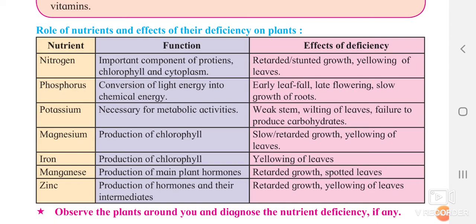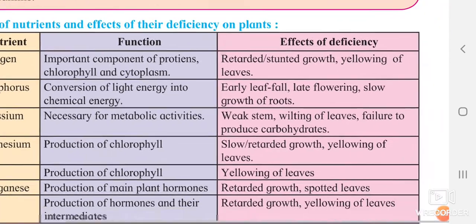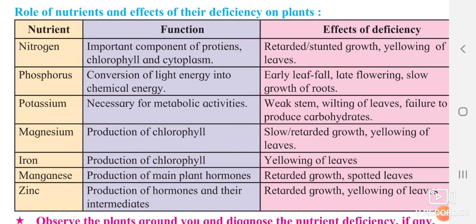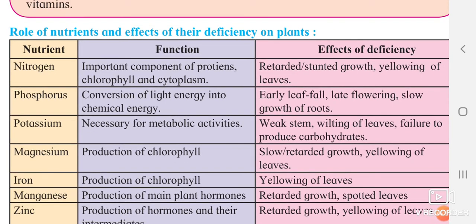I'll just read out. Nitrogen is an important component of protein, chlorophyll and cytoplasm. It increases the level of chlorophyll, cytoplasm and protein in a plant, and if it is not present, the plant growth will be retarded or stunted. Stunted means it will not grow well, it will stop at one particular stage, and the yellowing of the leaves you can see is very common.